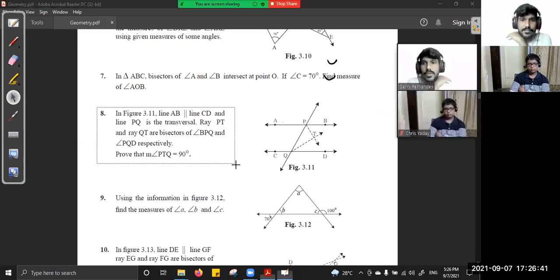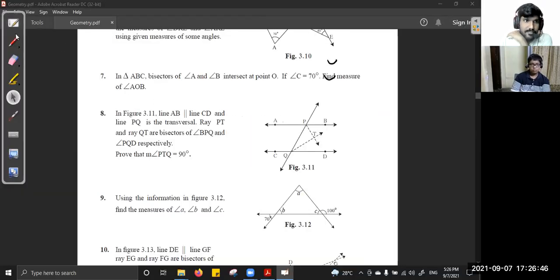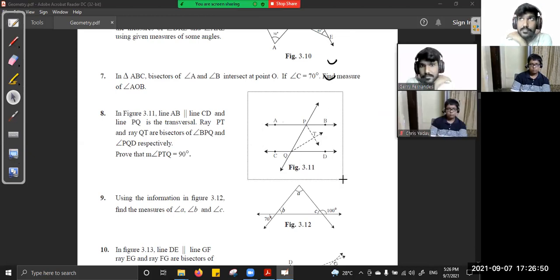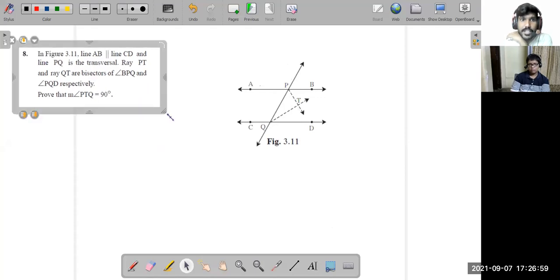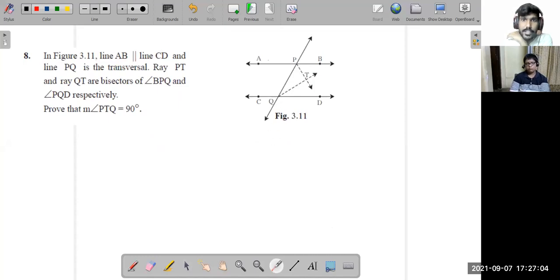We'll do the eighth one. In the eighth one, it's given that line AB is parallel to CD. Line PQ is a transversal. Ray PT is a bisector of angle BPQ, and ray QT is a bisector of angle PQD. So you have two angle bisectors. You have to prove that angle PTQ, the angle formed here, is a 90 degree angle, a right angle. Is the question clear, what you have to do?